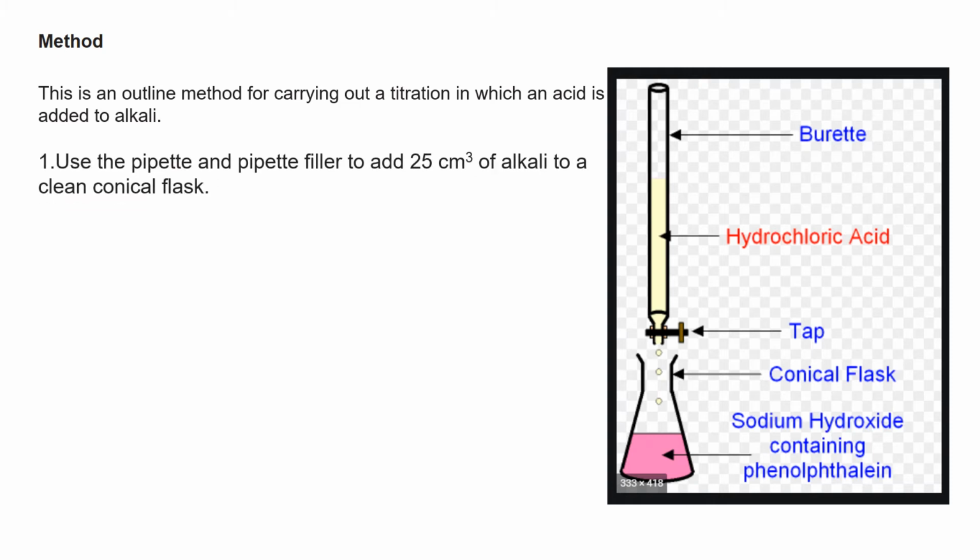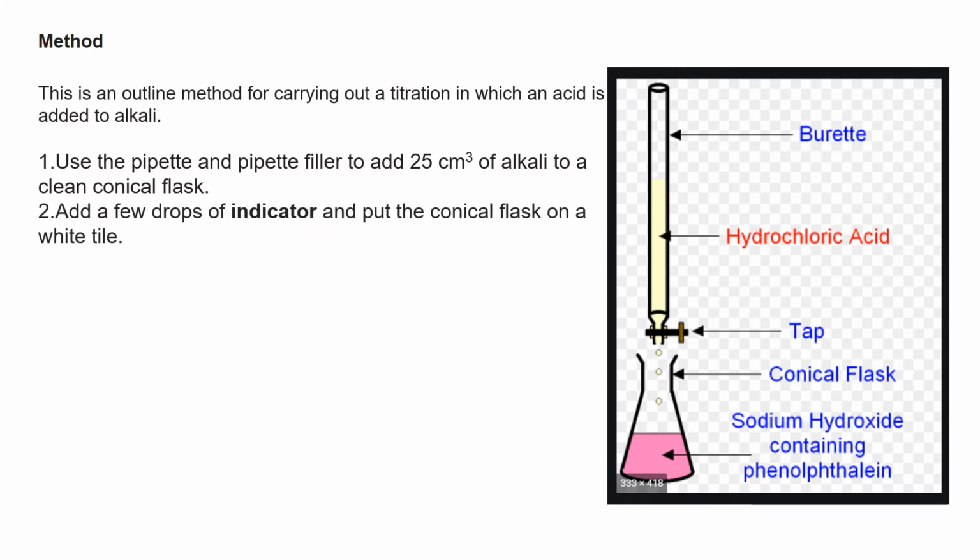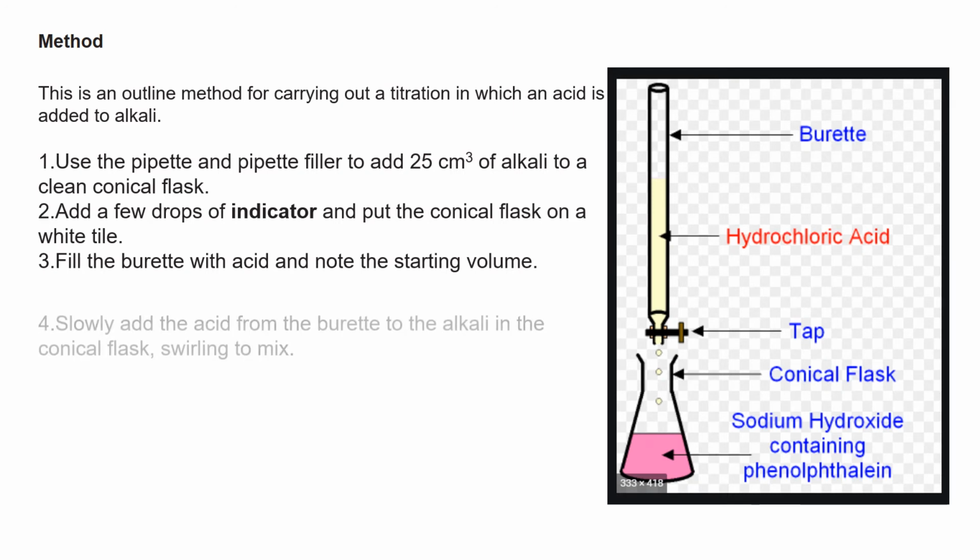Use the pipette and the pipette filler to add 25 centimetres cubed of alkali to the clean conical flask at the bottom. Add a few drops of indicator. Okay, now what we said about adding that being a control variable, you'd need to add the same to each one. So make your few a nice number. Fill the burette with acid and note the starting volume.